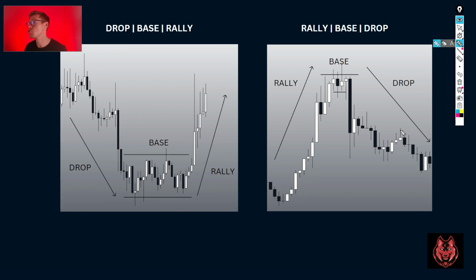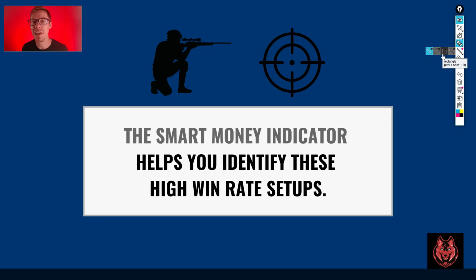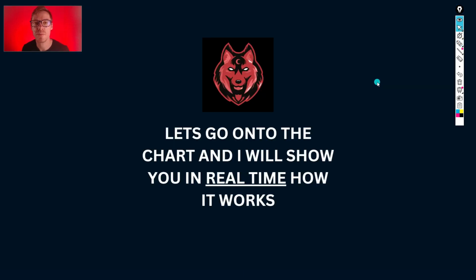Rallies, bases, and drops. So our software shows you exactly the key areas once you get the consolidation box and our smart money box forming in the center. This gives you the strong clue of what is going to happen next. The smart money indicator helps you identify these high win rate setups and allows you to become a sniper in the market. Let us go to the charts and I will show you in real time how this works.